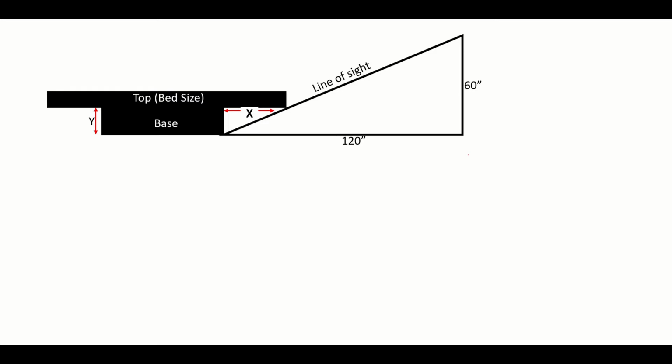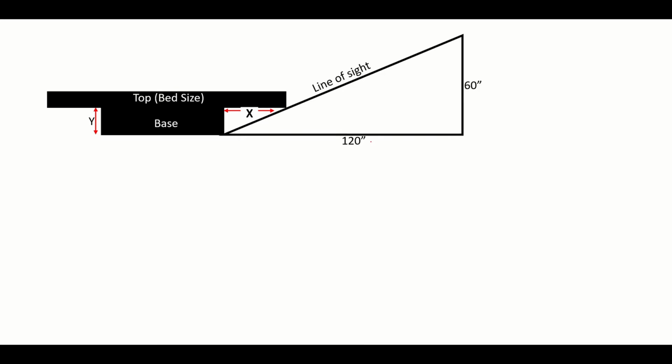So what we see on this triangle here is what I've mocked up. Say it's a 60-inch person, about 5 feet, at 120 inches, or 10 feet. So for a 5-foot person at 10 feet away from the bed, I don't want them to see the base. That's what I'm calling the line of sight, or the hypotenuse of the triangle. So we're going to have to solve for a couple things.